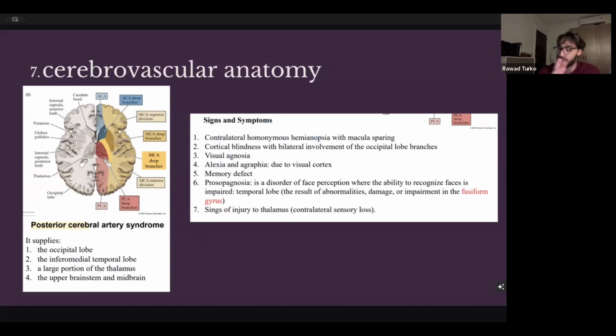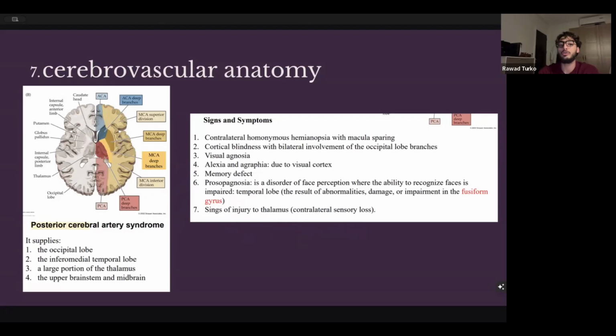We talked about why, it has dual supply from the PCA and the MCA. Cortical blindness with bilateral involvement of the occipital lobe branches, memory defects, and you can have prosopagnosia, which is a disorder of face perception, and this is because of the damage to the visual association cortex. And depending on, again, how deep the stroke is, you could see signs of injury to the thalamus, which we'll talk about soon. Could lead to things like central pain syndrome. Talk about it in a minute.